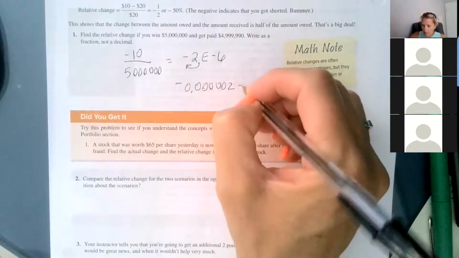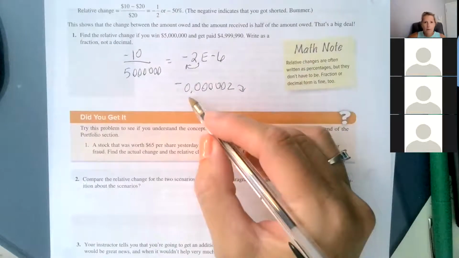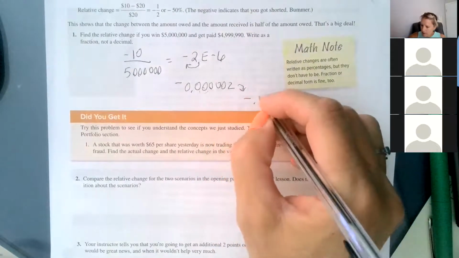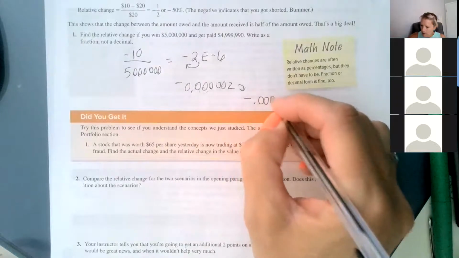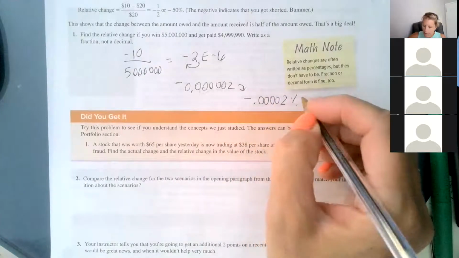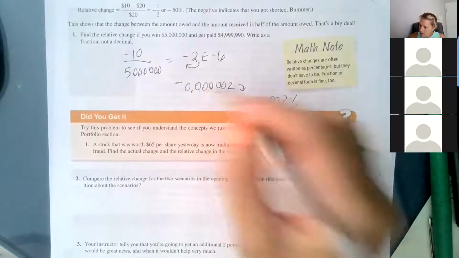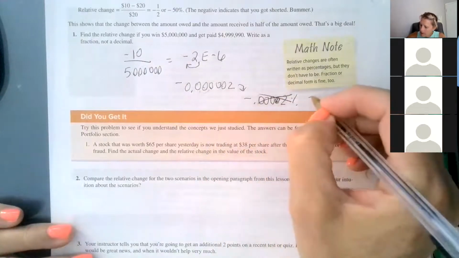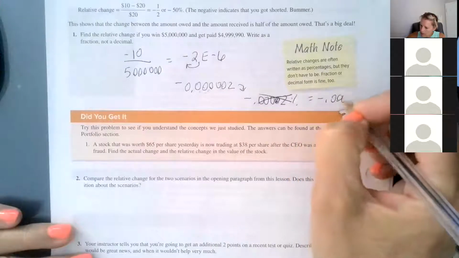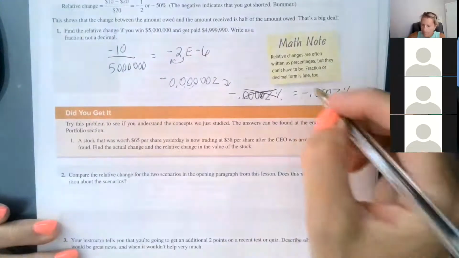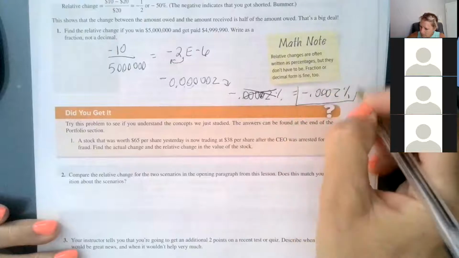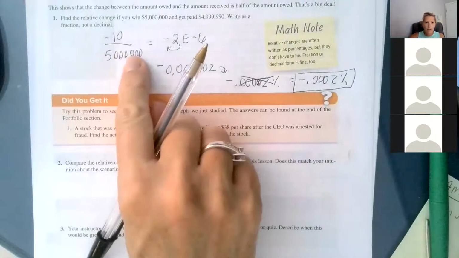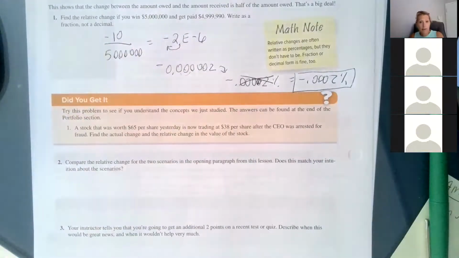But if we want it as a percent, then we have to move our decimal to the right 2 again. So it's still negative, but the percent would be 0.0002%. Oh, wait, 3 zeros, Mrs. Main. So let's just write it correctly. Negative 0.0002%. Okay, so it's the change, the difference, and you have to make sure if it goes down, it's negative.